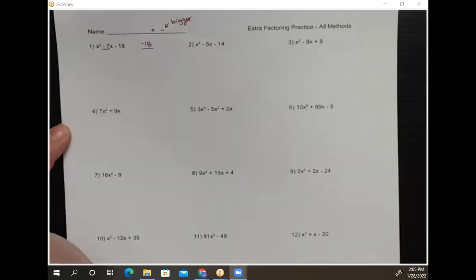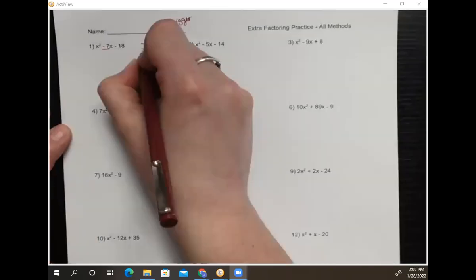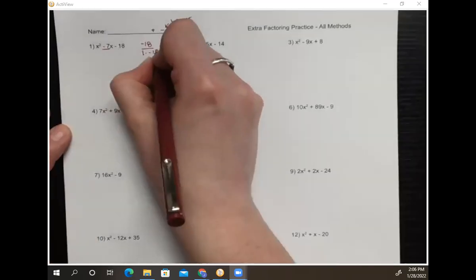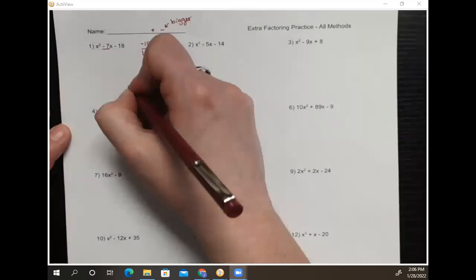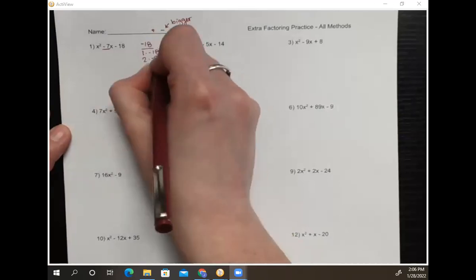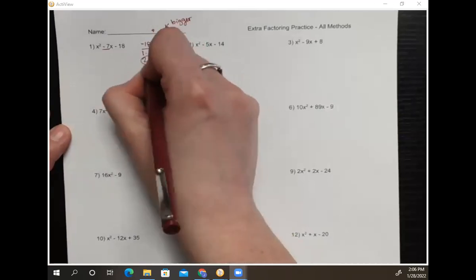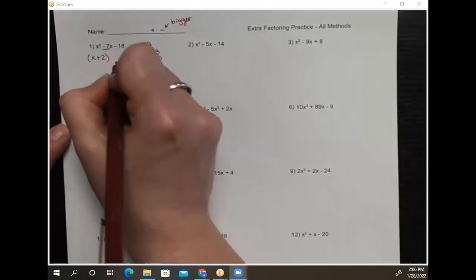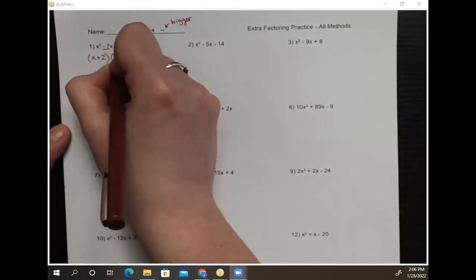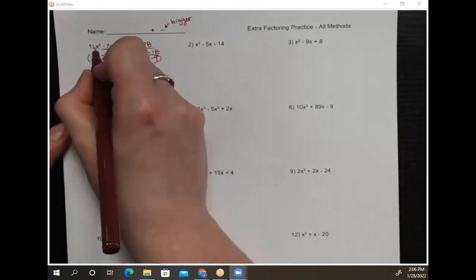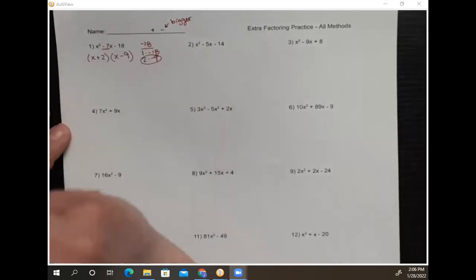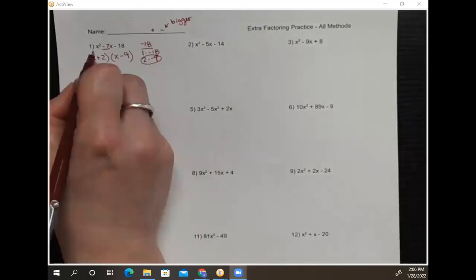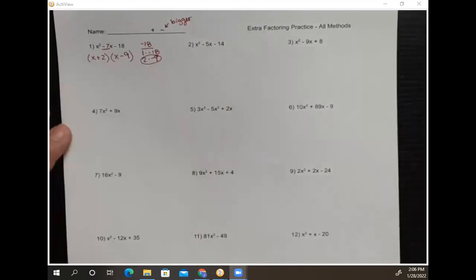So as I'm looking at factors here, make a list if you want. 1 times -18, that would add to -17. 2 times -9, that would add to -7. Those are the ones that I want. So I can go ahead and write this in factored form: x plus 2 times x minus 9. Since I don't have an a value bigger than 1, I don't see anything in front of my x squared term, I can go straight to my factored form.